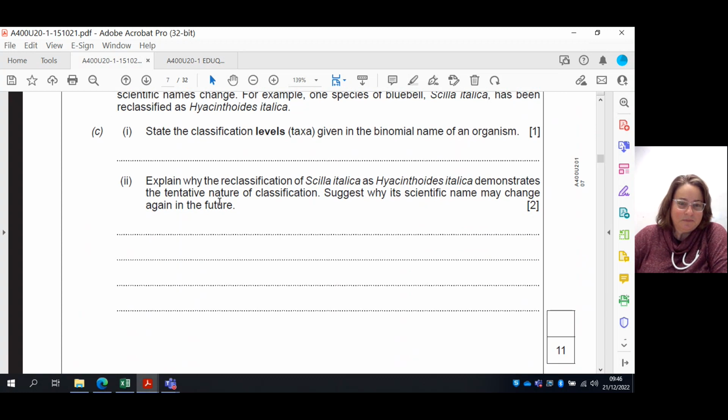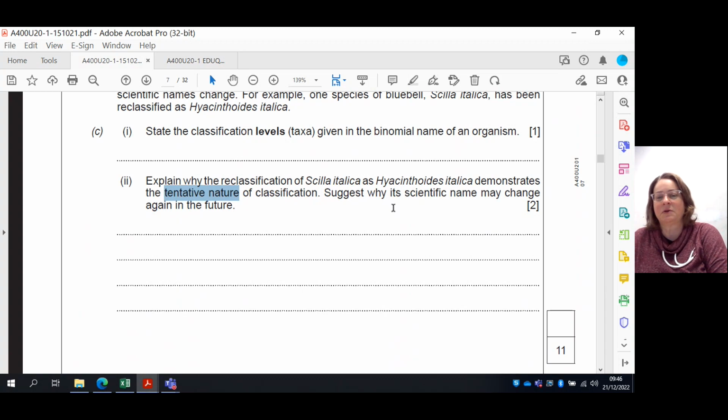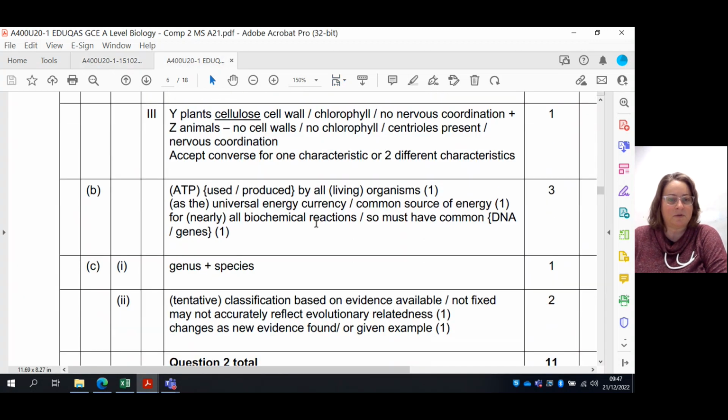Last question of question 2 is explaining why the classification is tentative. Suggest why its scientific name may change. Why is that whole situation tentative? The evidence coming in from DNA analysis, from your immunological analysis, protein sequences, we've got the list of how many there were. Because we've got new evidence coming in, reclassification may happen. It may be grouped into a different family altogether. It may not only be in a different genus. Therefore, its scientific name may be changing because of that new information coming in.